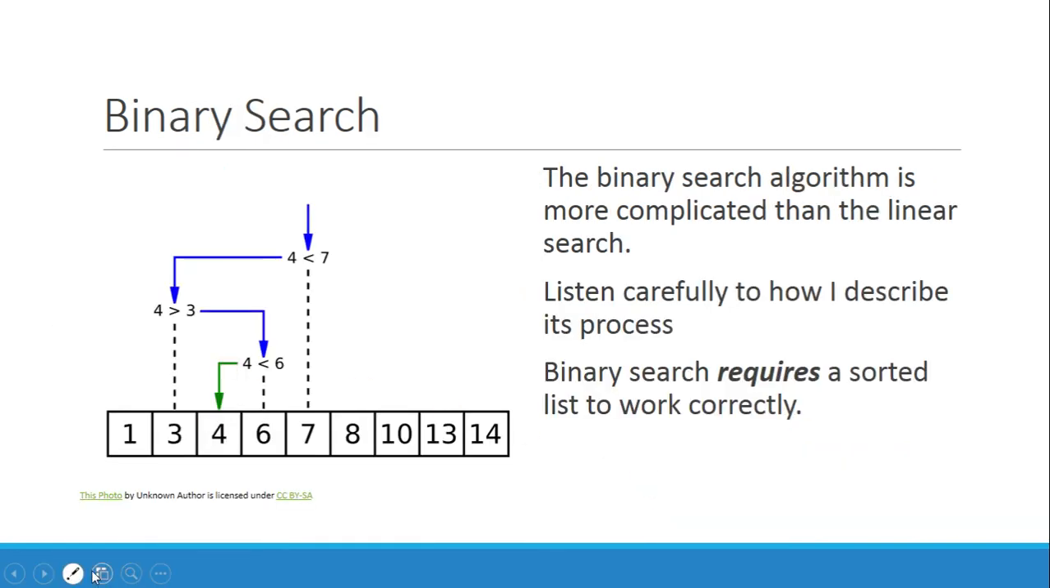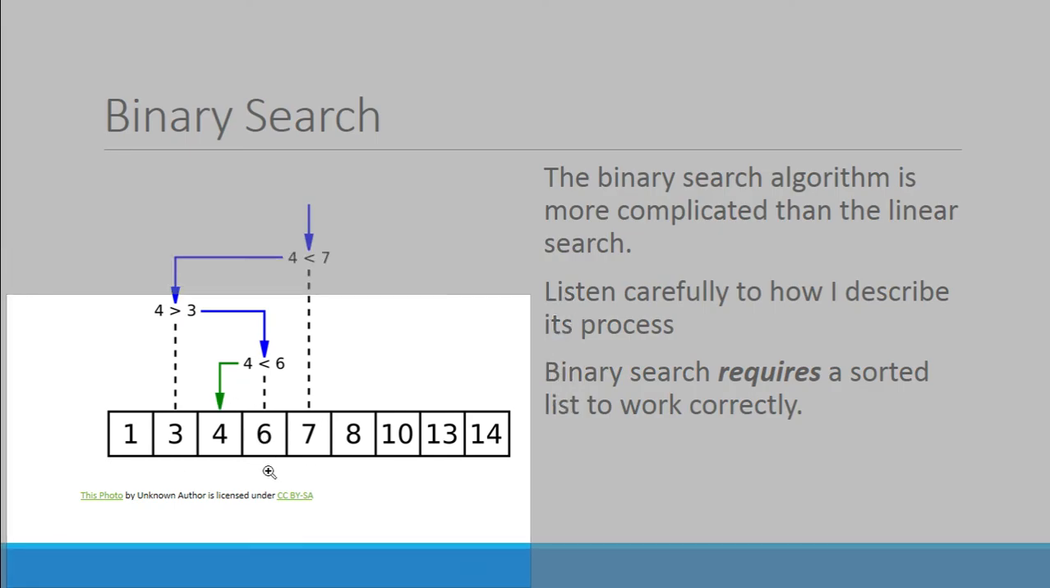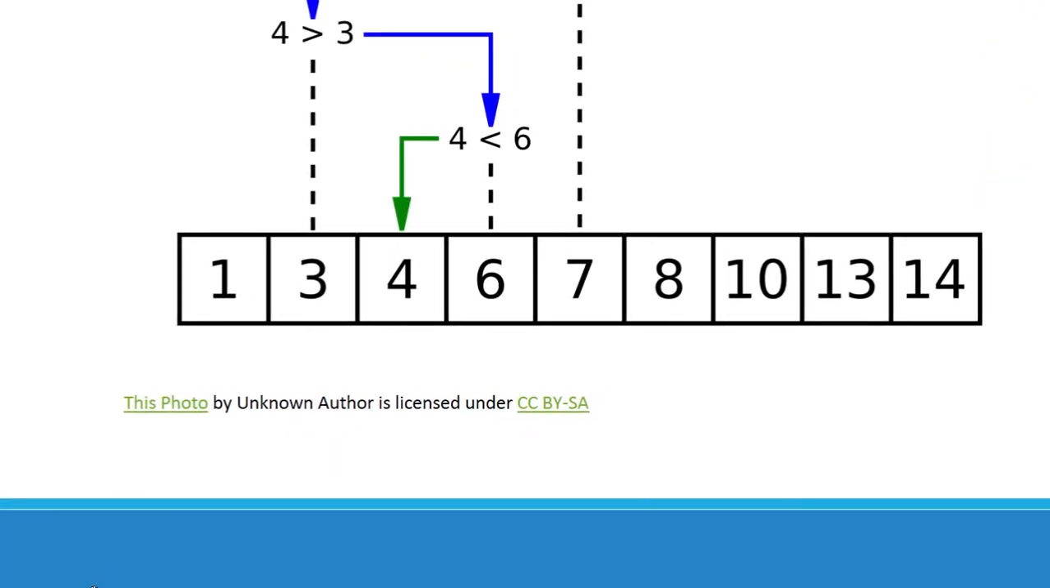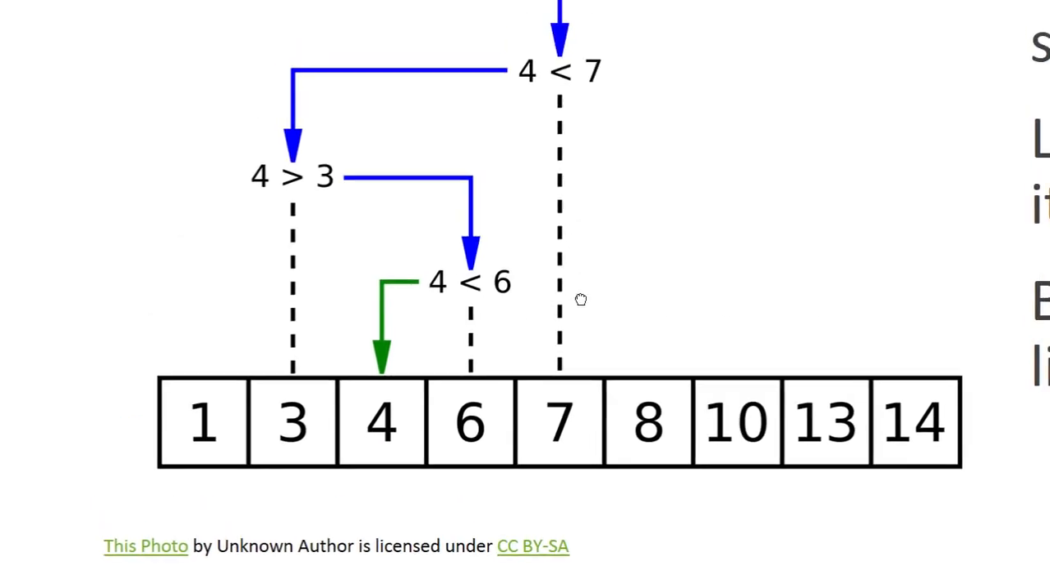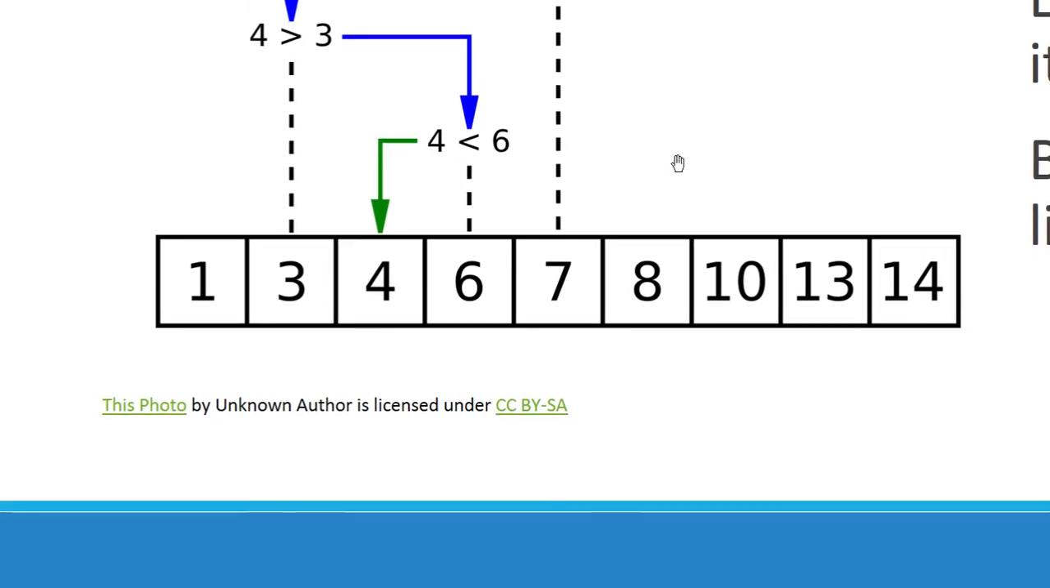Different than that is binary search, and I want you to listen very carefully to how this works. The first thing to know about binary search is that it requires a sorted list. And it needs to be sorted because it's going to take advantage of that sortedness.